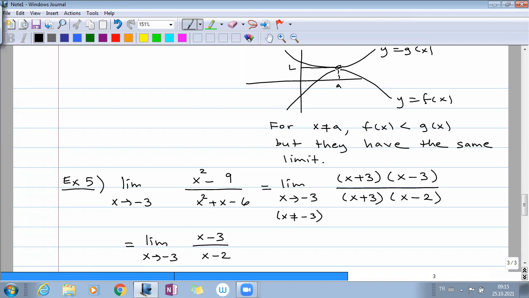And now the numerator: the limit of x is -3, and the limit of the constant is -3. By property 1, you can add the limits, so the limit of the numerator is -6. And similarly, the limit of the denominator is -5. So by the quotient property, our limit is 6 over 5.